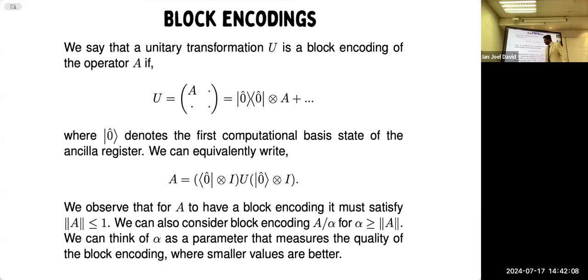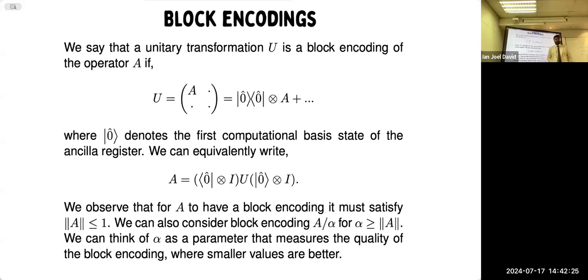That's what you see here. So something we observe is that for A to have a block encoding like this, A must satisfy that its norm should be less than or equal to 1. Okay? And we can also consider something called a scaled block encoding.